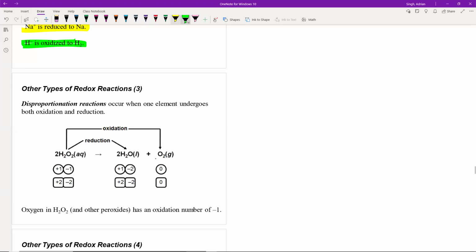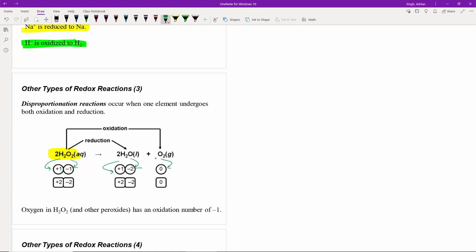In the case of hydrogen peroxide, this can undergo disproportionation, where hydrogen starts off with an oxidation number of +1. The oxygen here is -1 in the case of the peroxide. This can form, so this would be another example of a decomposition, but in this case, it's disproportionation, which we'll see why in a second. In H2O, hydrogen has an oxidation number of +1. Oxygen is going to be -2. And then we also form elemental oxygen, whose oxidation number here is 0.